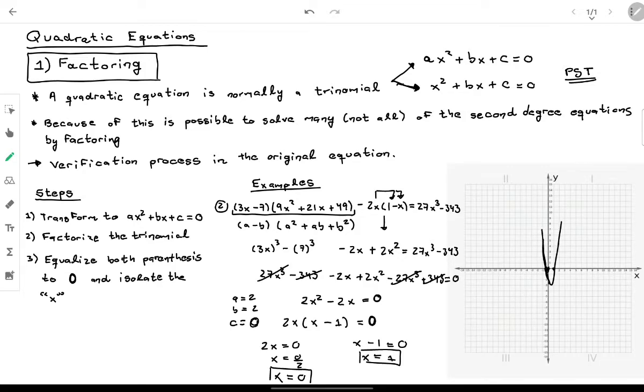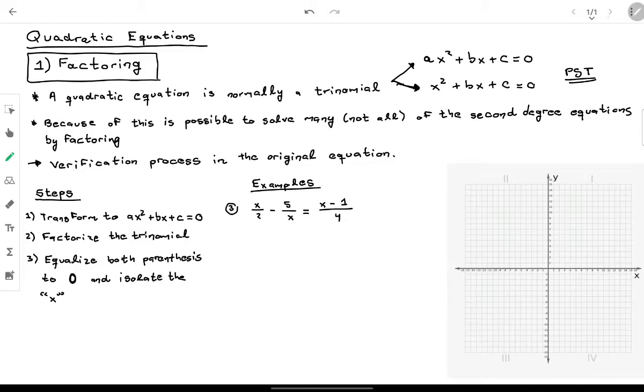And it will cross here, and it will cross here. Remember, the x will tell us specifically where it crosses the x-axis. The c value will tell us specifically where it will cross the y-axis. So let's see another example.